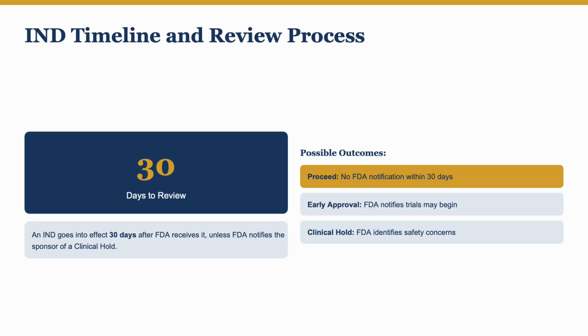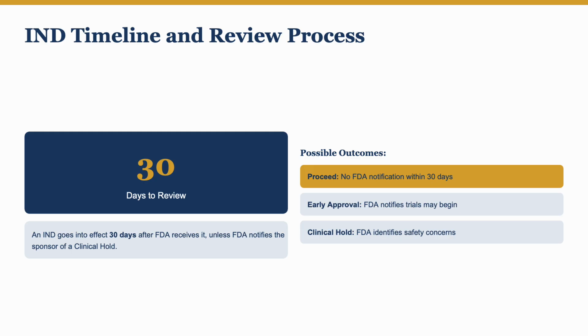One of the most important aspects of the IND process is understanding the timeline. An IND application goes into effect 30 days after FDA receives it, unless FDA notifies the sponsor that the investigations are subject to a clinical hold. This 30-day review period allows FDA to evaluate the safety of the proposed clinical trials. There are 3 possible outcomes.